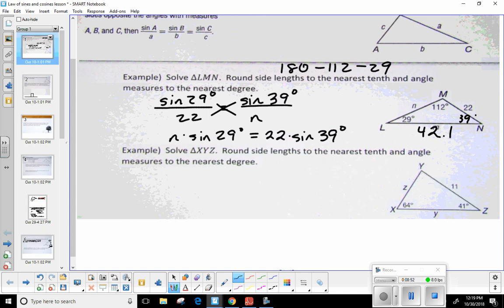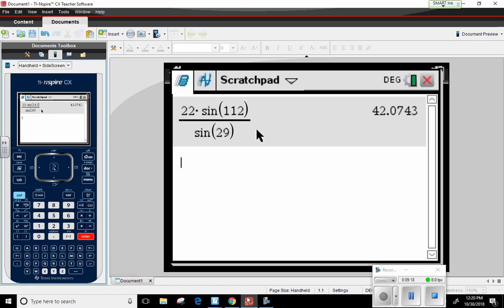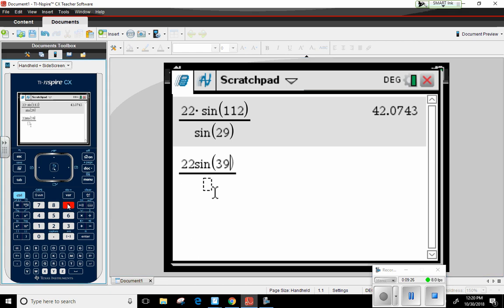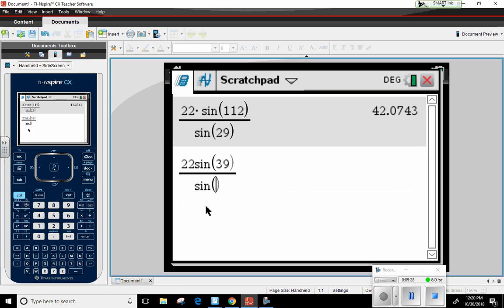Is everybody okay with my cross multiply? Okay. Now how do I solve for n? Divide. There we go. So I want to divide by the sine of 29 degrees. Okay, those cancel. That expression is going to give me the length for n. All right. So let's see what that gives me. So control divide, 22 sine, what was it, 39, over sine of 29. Is that all right?